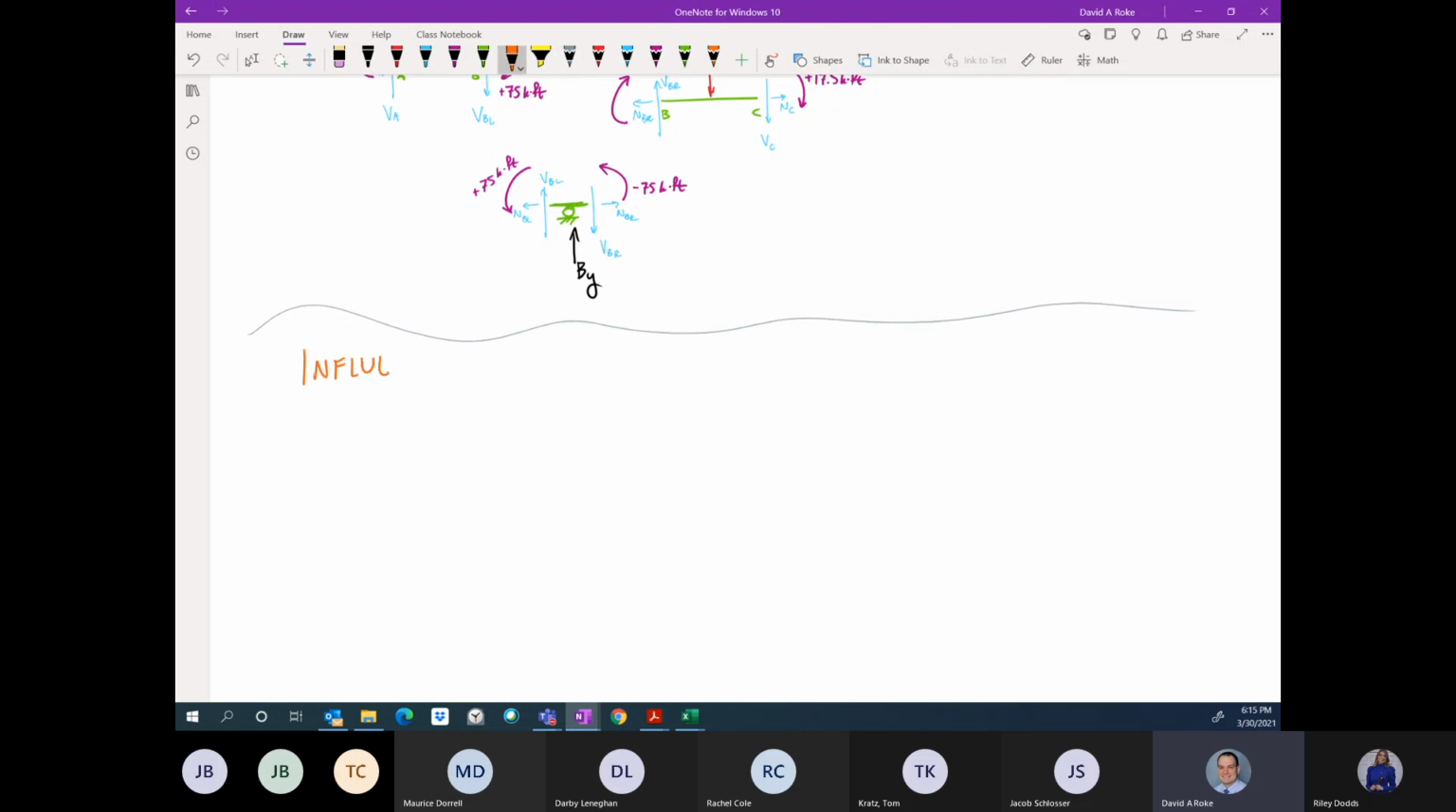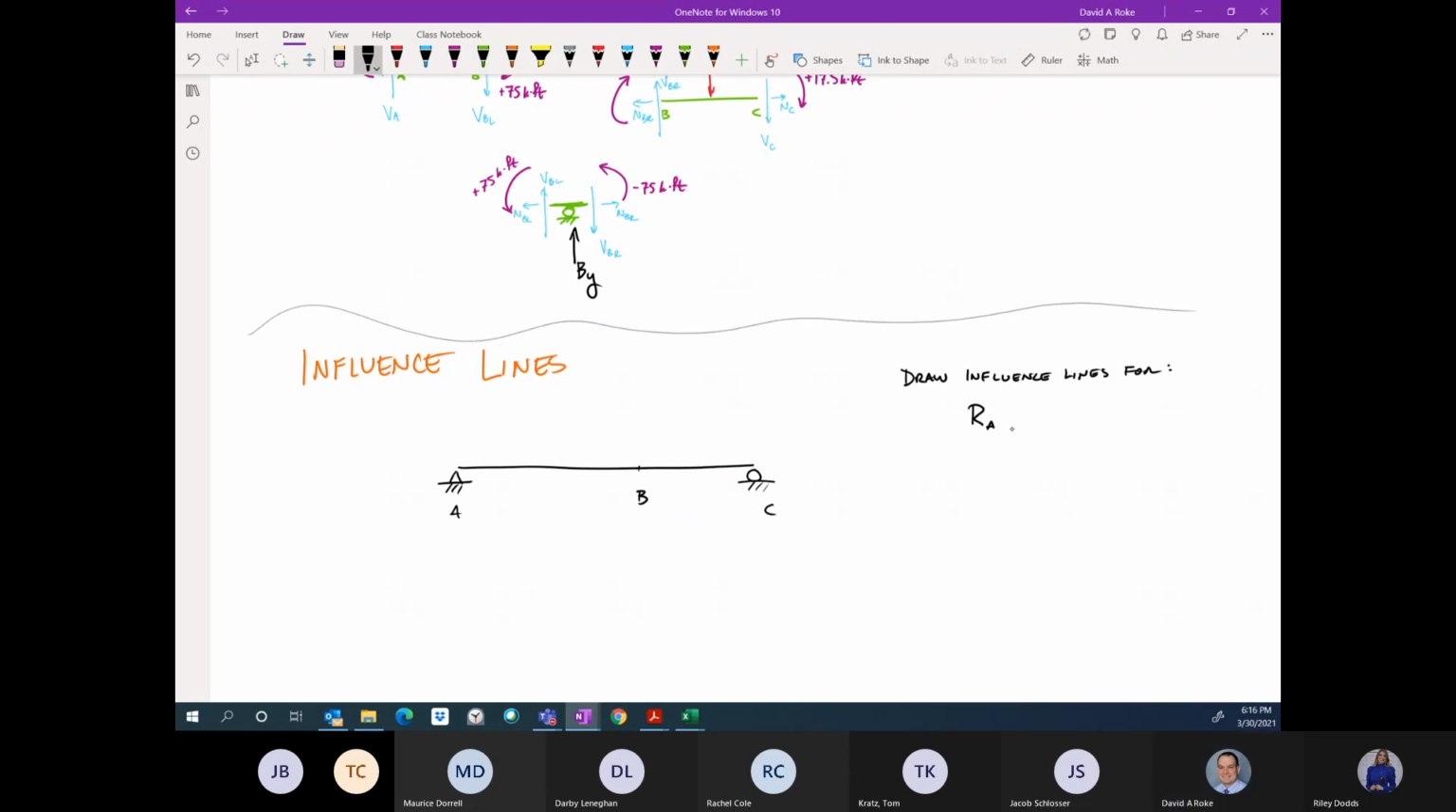So, influence lines. And I'm going to do something really simple. I'm just going to look at a simply supported beam where I have points A, B, and C, where B is just a point at some position on the beam. And I want to draw influence lines for the reaction at A, so RAY, the reaction at C, the shear at B, and the moment at B.